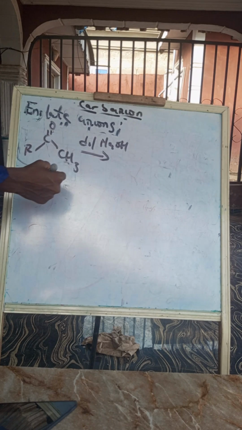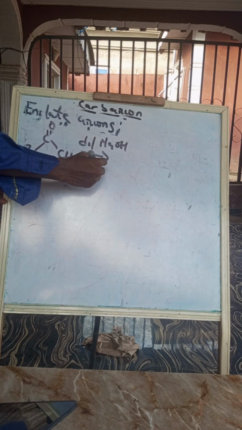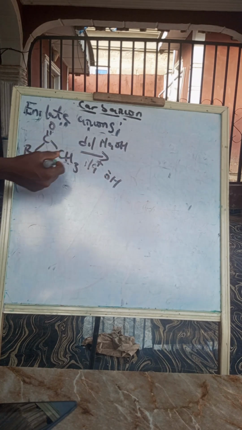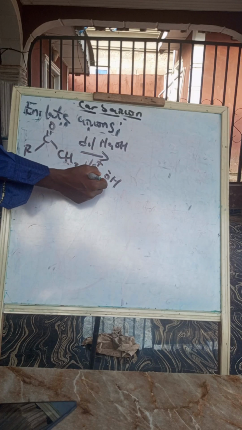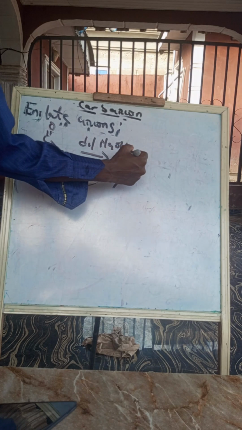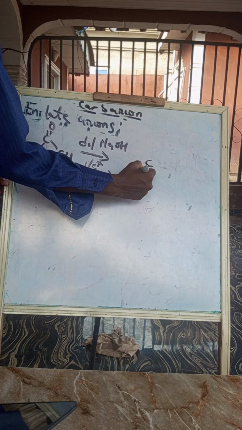Now the next one is, what reagent are we going to use? We are making use of dilute NaOH, that is dilute sodium hydroxide. We can simply split our dilute sodium hydroxide, and we are left with Na plus and OH minus. With this base, this OH minus can easily attack our alpha hydrogen, and we are left with this.